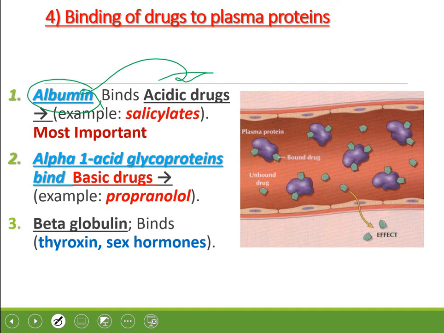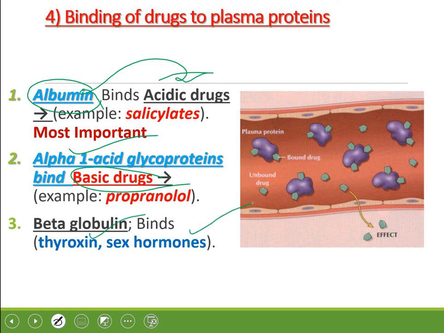Consequently, acidic drugs with a proton that can easily be attached to this, and salicylates are the classical example of a drug that is primarily attached to the plasma albumin. And these alpha-1 glycoproteins: basic drugs attach to alpha-1 glycoprotein, whereas beta-globulins bind with thyroxine and sex hormones.